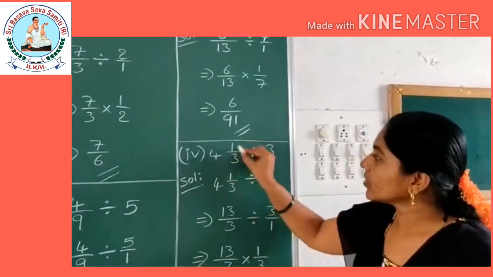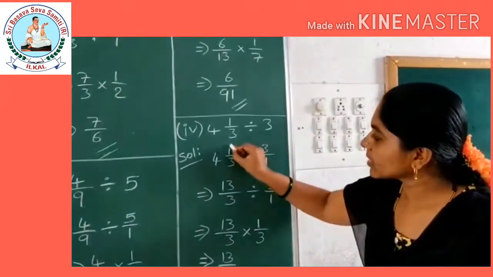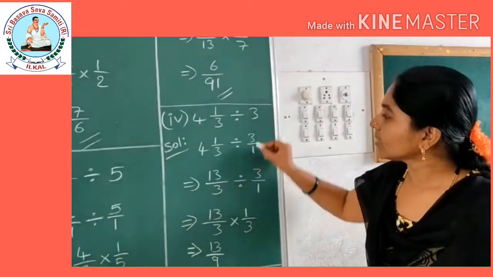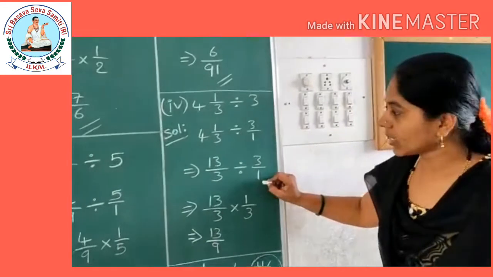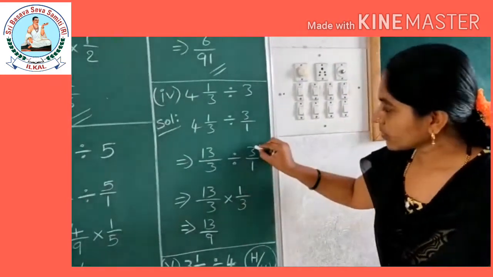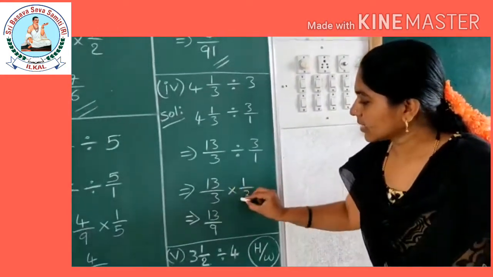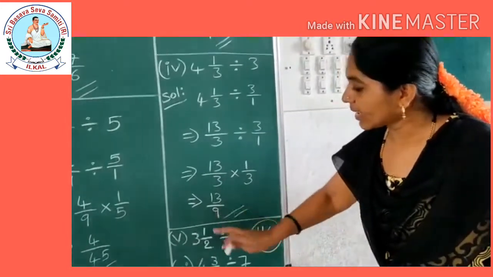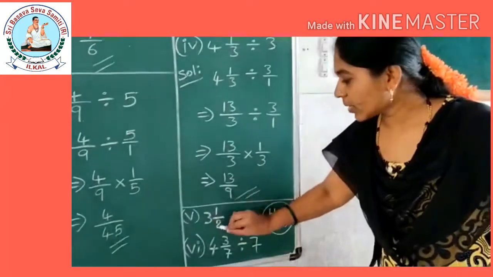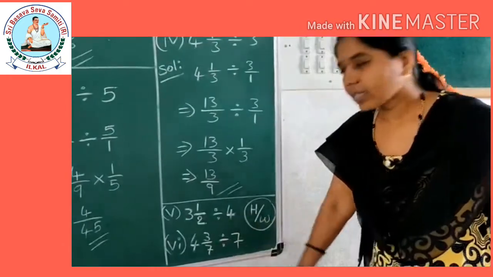Next one, 4 integer 1 by 3 divided by 3. Rewrite the question, children. 4 3s are 12 plus 1 is 13, divided by 3. This division symbol as it is I have written, this 3 by 1 also, okay? Now I am going to do reciprocal for this. 13 by 3 into reciprocal of 3 by 1 is 1 by 3. 13 ones are 13, 3 threes are 9. Okay? And last another 2 questions remain, children. Those 2 are homework for you. 3 integer 1 by 2 divided by 4. 4 integer 3 by 7 divided by 7. Thank you.